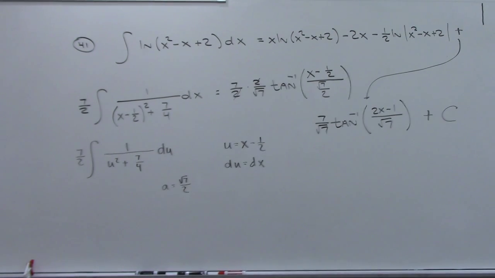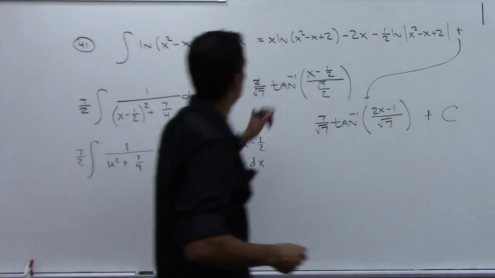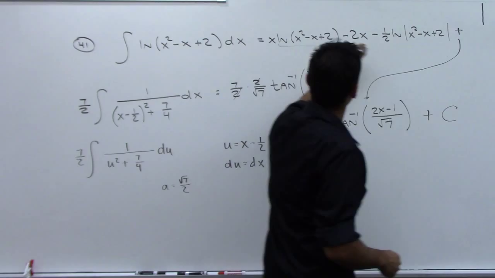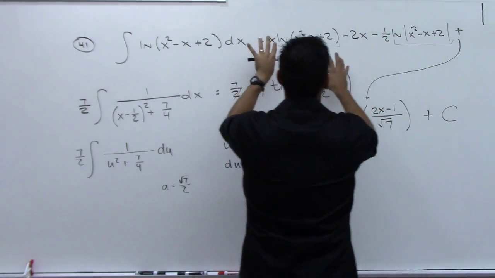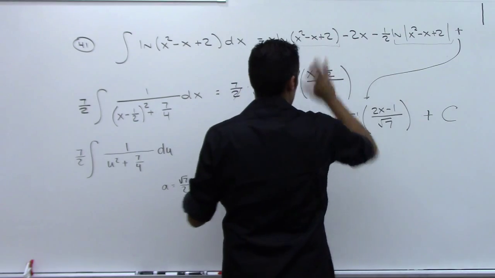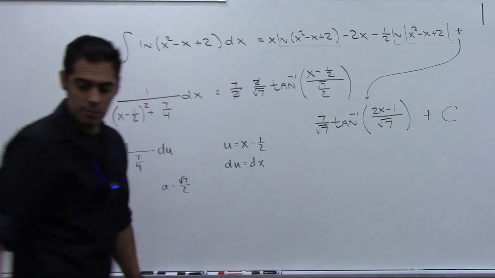Yeah, that's it. The only thing they did in the book that was a little different is that these two are the same. So they factored it out, and that left an x minus a half. It's all the same thing, so it's good.